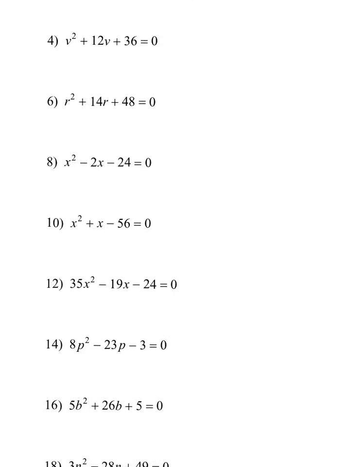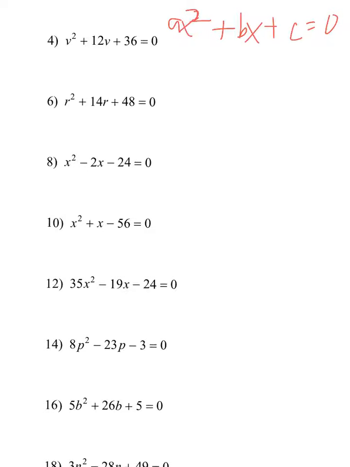The key thing with solving by factoring is, with any quadratic, you have to have it set equal to 0. And we'll get to the quadratic formula as well, and that has to be the case. So you want them in the general form for a quadratic equation of ax squared plus bx plus c is equal to 0. So if it is not set equal to 0, you have to get all the terms to one side.